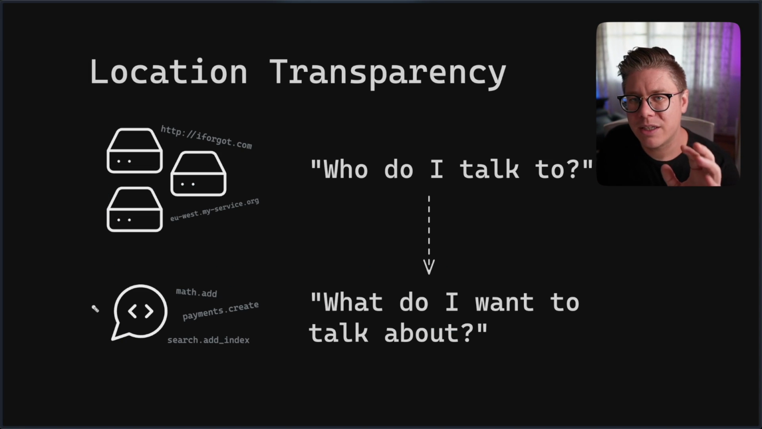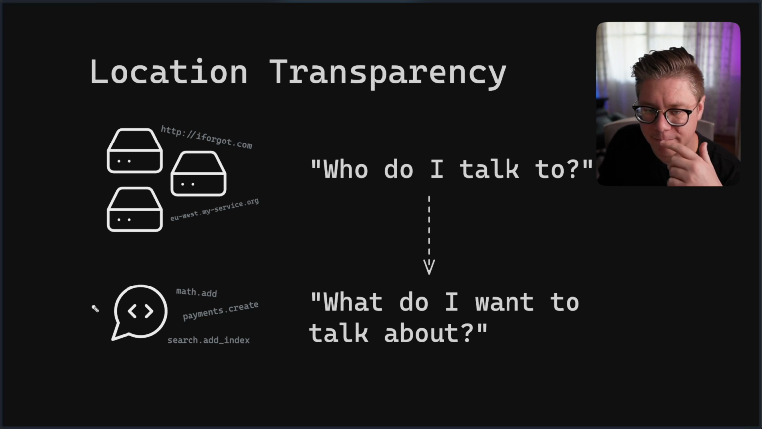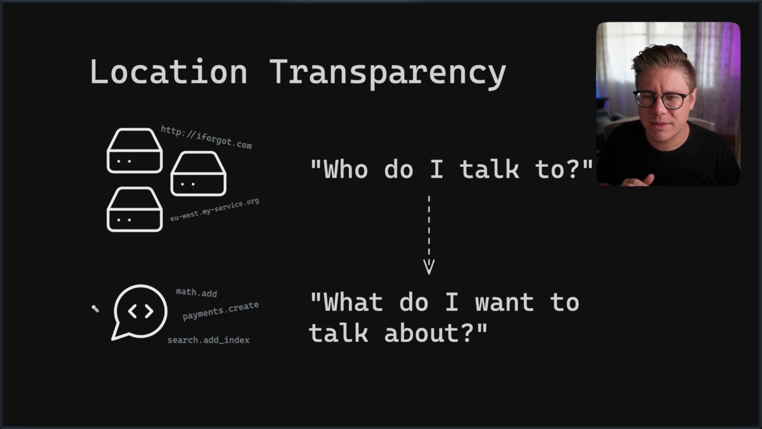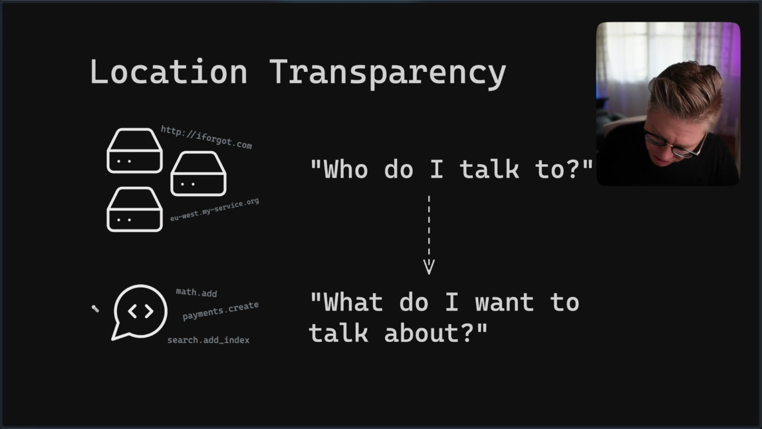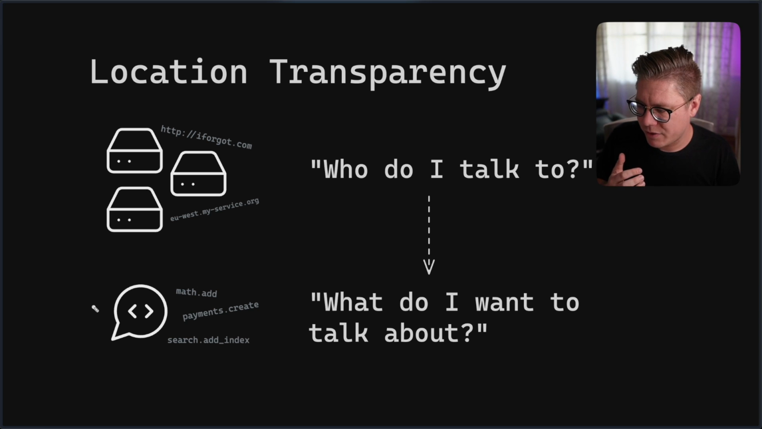So let's talk a little bit about location transparency. The idea of location transparency is taking this mindset of who do I talk to, IP addresses, domain names, et cetera, thinking of things as services that I must talk to, and starting to shift to, well, what do I want to talk about? And this is really one of the core tenets inside of NATS, this idea of location transparency, that you can start having a conversation about a particular topic or subject without having to know the location of who you're chatting with, and not really even having to care too much about it.